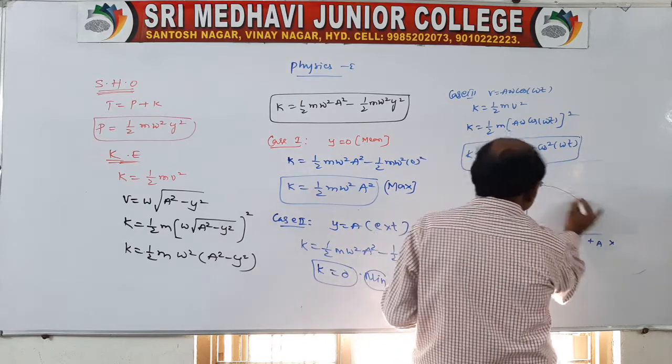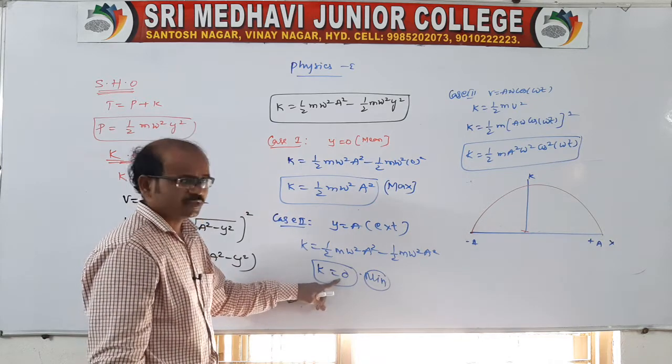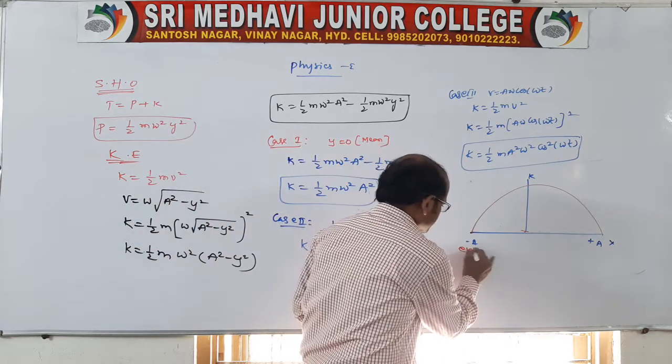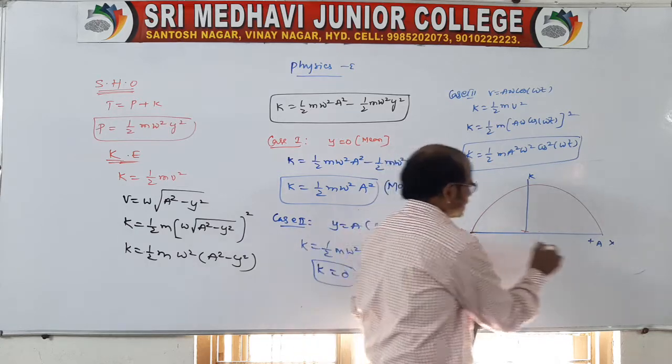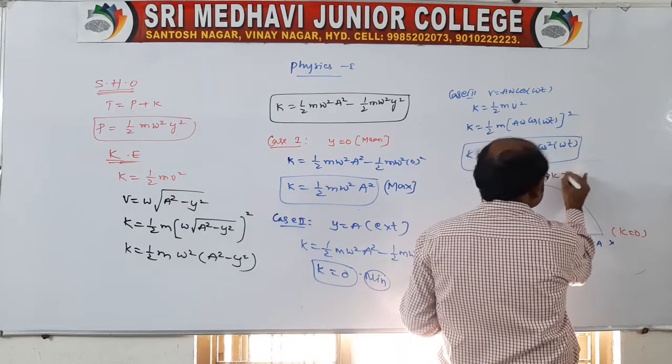In case of kinetic energy, what happens at an extreme condition? It will be minimum, and minimum in the sense is 0. This is one extreme, where kinetic energy is minimum, that is 0. That is another extreme, where kinetic energy is also minimum. But at the mean position, kinetic energy is maximum.